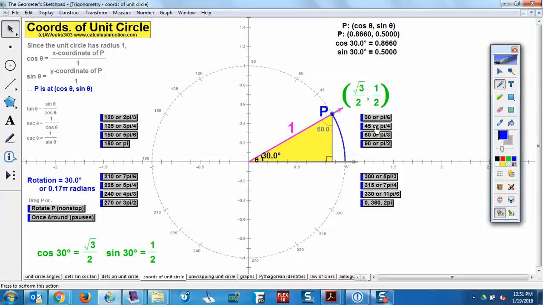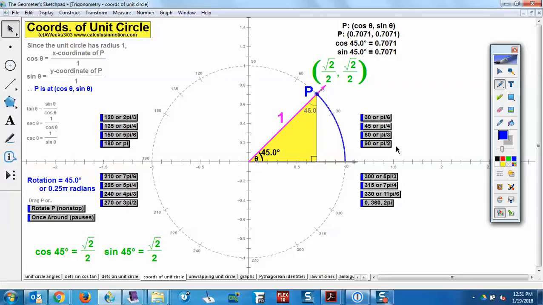Okay, so let's go to 45 or pi/4. Square root of 2 over 2, square root of 2 over 2. Does it make sense they'd be the same? Cosine's the x, sine's the y. Does it make sense that the x and y are the same in a 45-45? It's an isosceles triangle. Those two are the same. Okay, they're square root of 2 over 2.